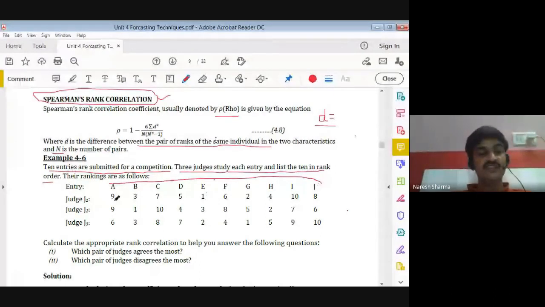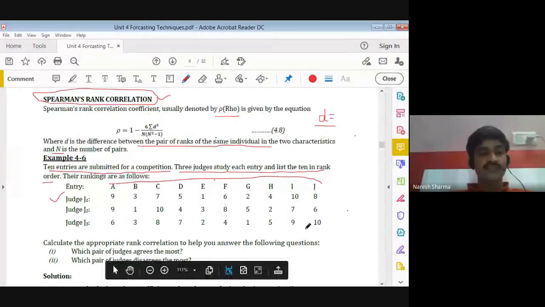So we have the first judge. The first judge gives player A the 9th rank, B the 3rd rank, C the 7th rank, and D the 5th rank, like this. Similarly, the second judge also gives ranks, and the third judge also gives ranks. First we try to understand this with 2 judges only.